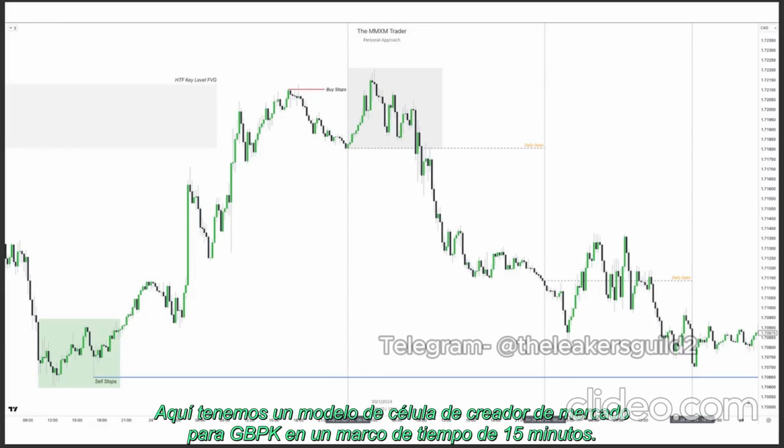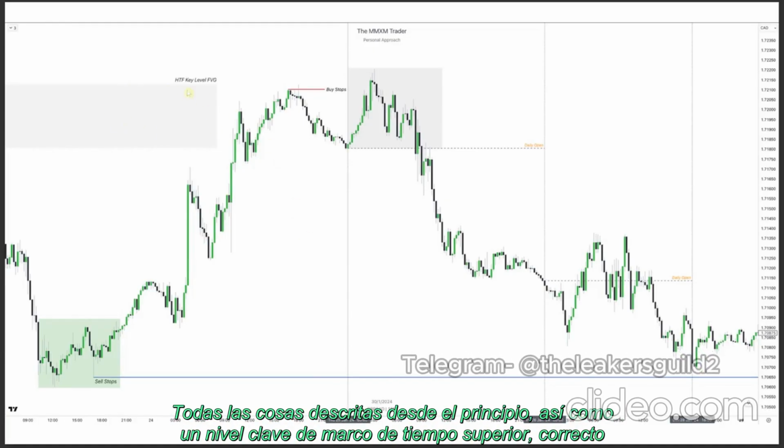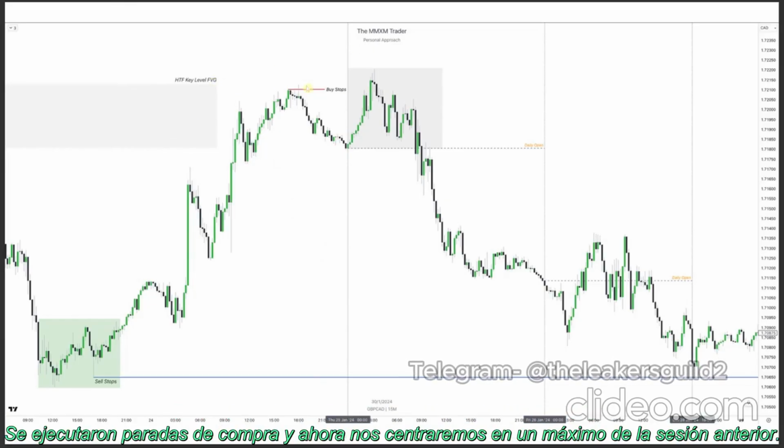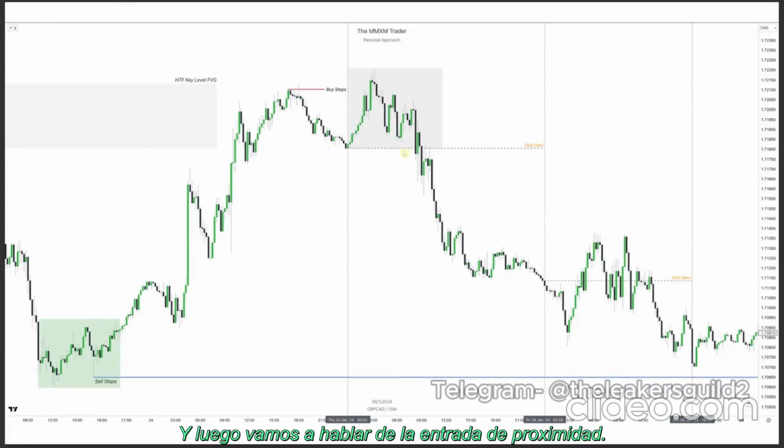So over here we've got a market maker sell model for GBP-CAD 15-minute time frame, right? All the things outlined earlier as well. Higher time frame key level, right? Buy stops ran, and now we're going to be focusing on a previous session high or previous session low raid, and then we're going to be talking about the close proximity entry.